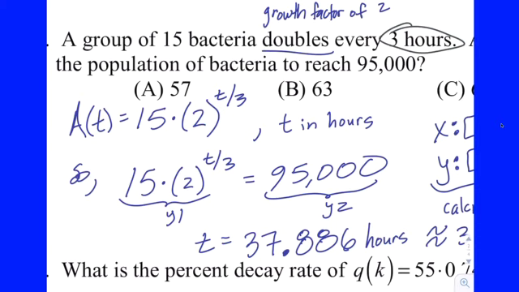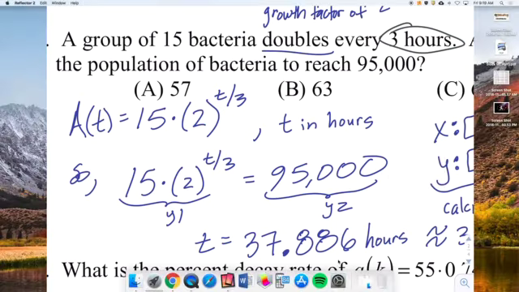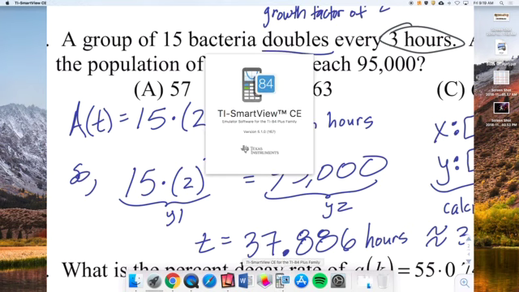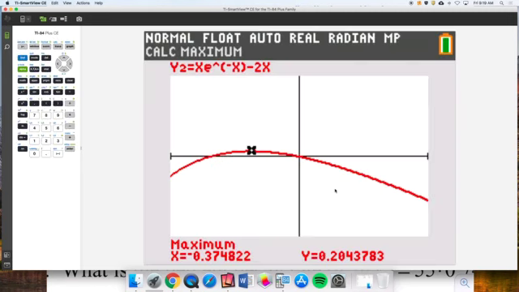You could solve it algebraically. I don't know if anyone did that. Could you guess? You could try out your answer choices, right? That's called back solving. You could plug 57 in for T, 63 in for T, and see which one approximately equals 95 grand. That's not a bad test-taking strategy, right? But we have another strategy called math.